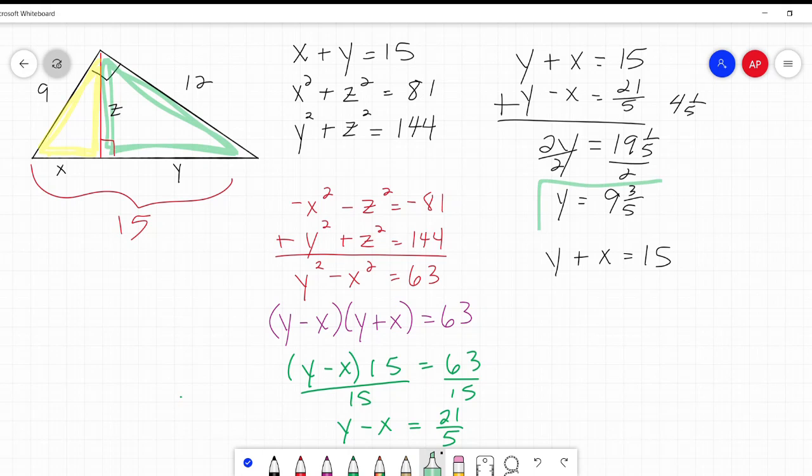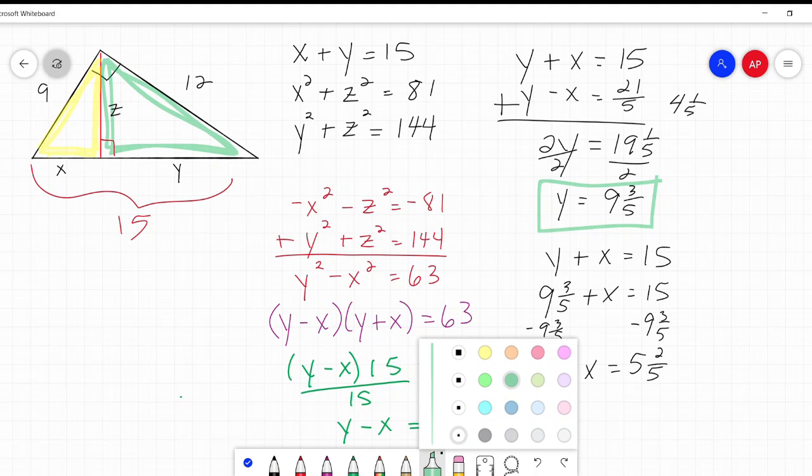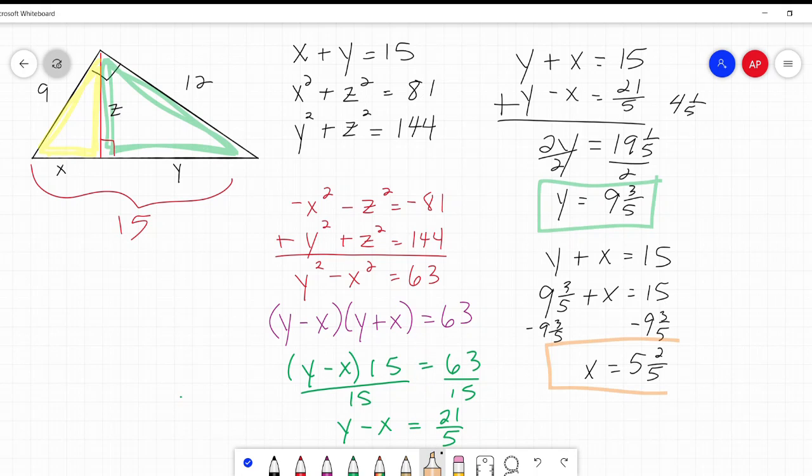I'm actually going to mark that since we have that as a solid one. So y plus x equals 15. And I know now that y is 9 3/5, plus x equals 15. Subtract 9 3/5 from both sides. And x is equal to 5 2/5. And we'll do them different colors. Why not? And there's my x.